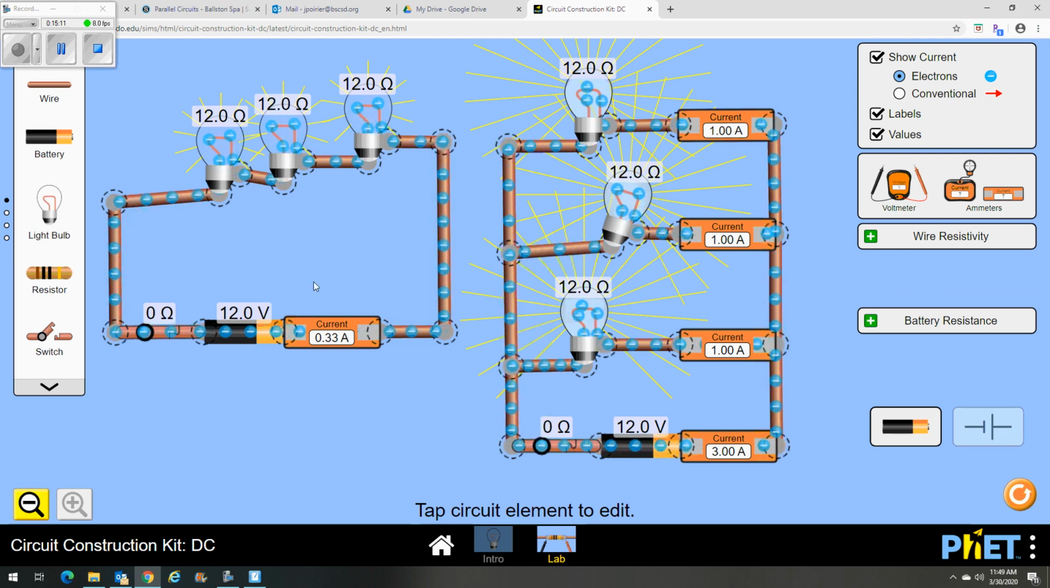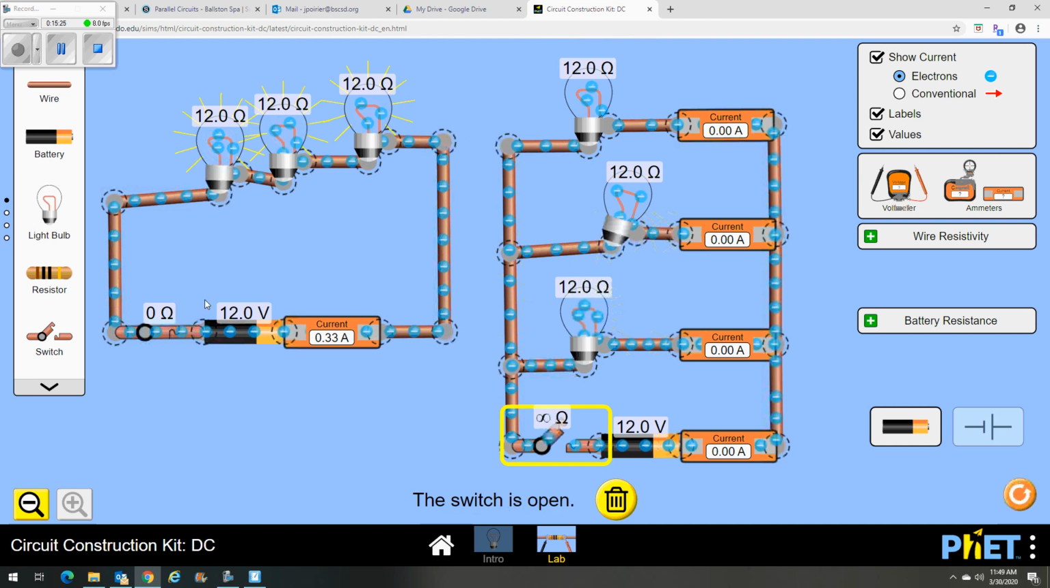So now, what would happen if we added another bulb? What would happen to the total current? Let's check on the rules that we just did on our previous slides. In the previous slide, it said if we add another resistor in series, let's turn the parallel one off for now, and we'll turn the series one on. If we add another, let's note the current. The current is a third of an amp in series.